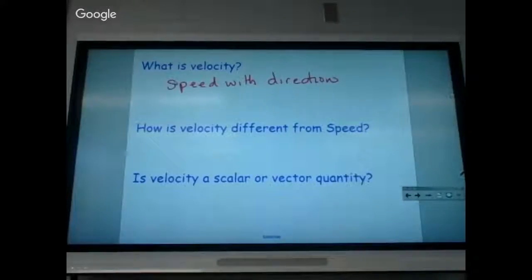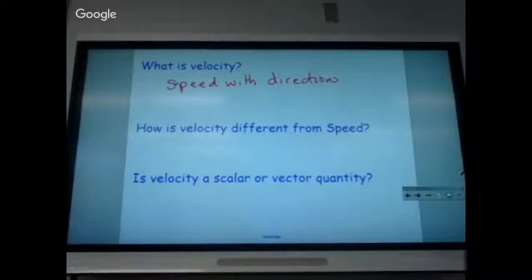All right, velocity, speed with direction. So when we talked about this last week, we talked about it on the formula sheet. Speed is not given on the formula sheet because velocity is the same as speed. The only difference is velocity comes with a what? Direction. Comes with a direction, okay?